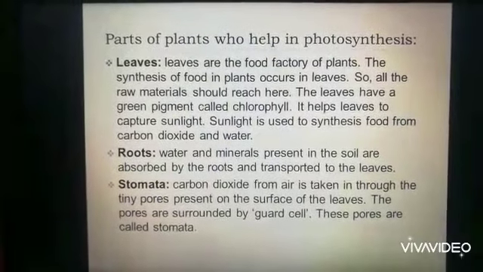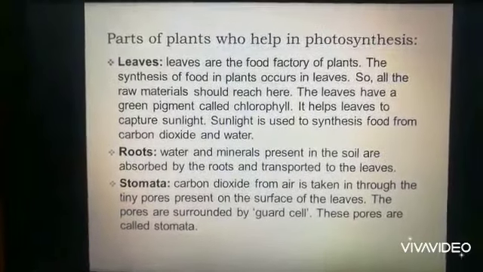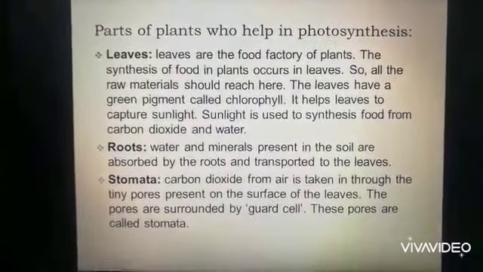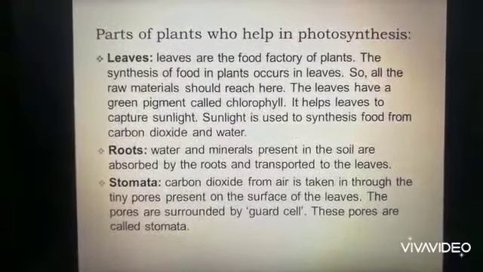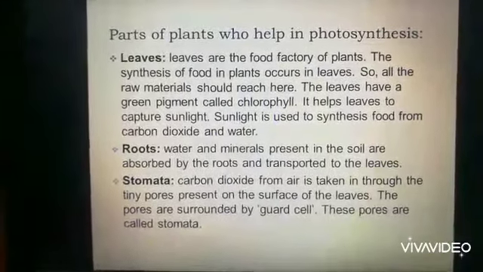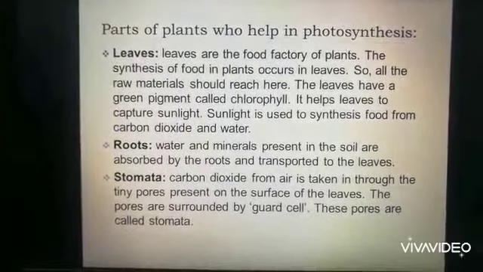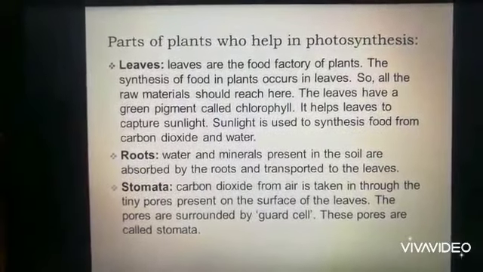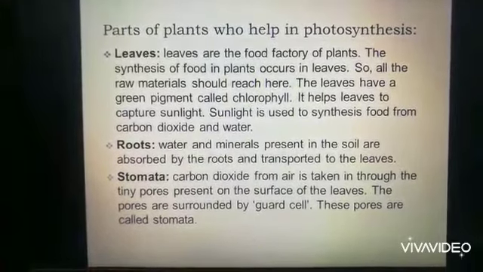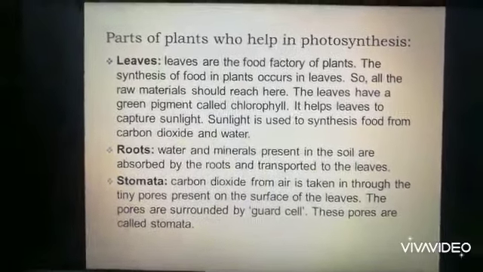The leaves have a green pigment called chlorophyll. It helps leaves to capture the sunlight. What is the function of chlorophyll? Inside the leaf, chlorophyll is present and helps leaves capture sunlight. As you all know, without sunlight, photosynthesis cannot be performed. So to capture sunlight, who is responsible? Yes, chlorophyll. Sunlight is used to synthesize food from carbon dioxide and water.